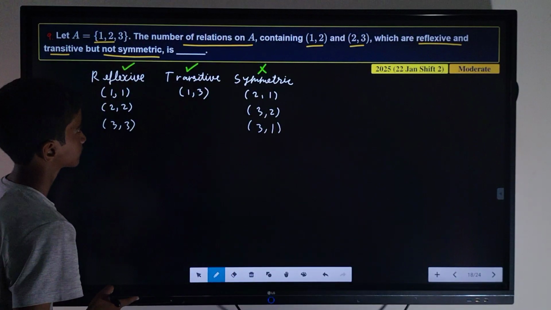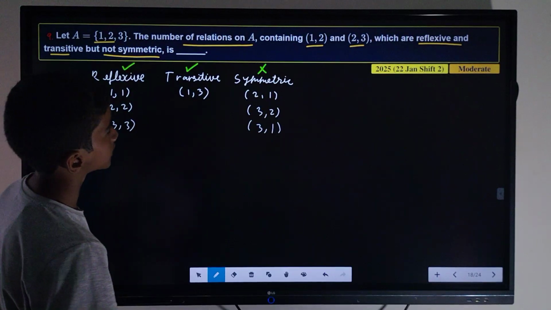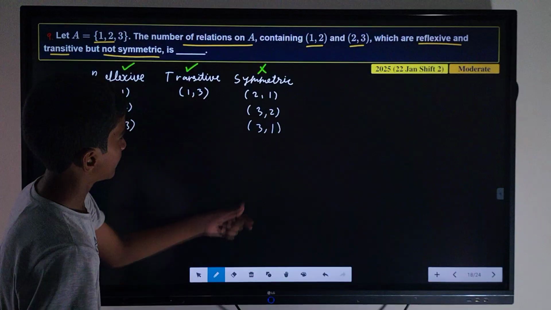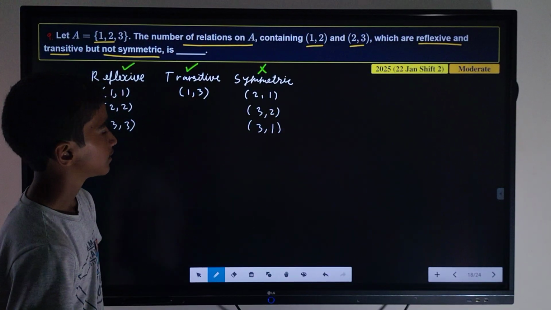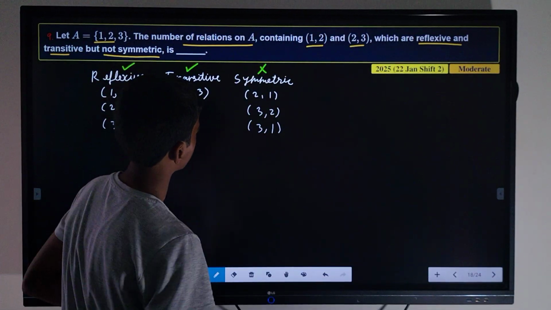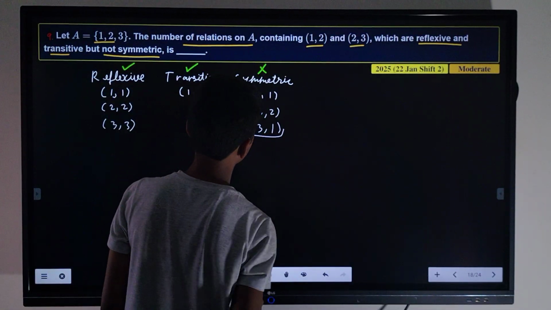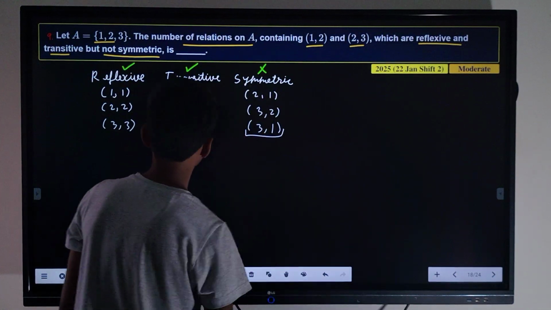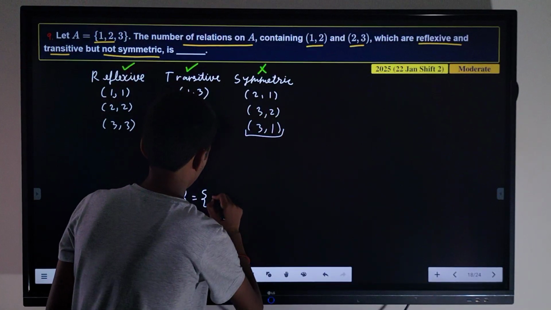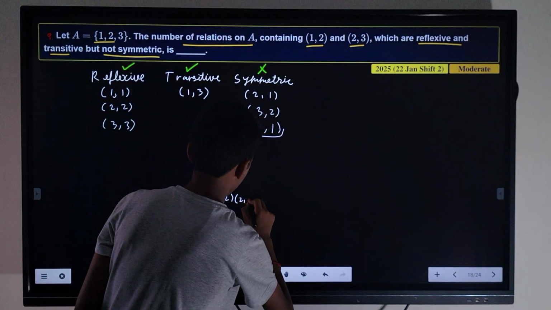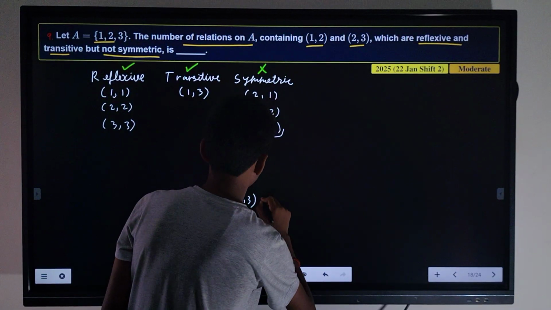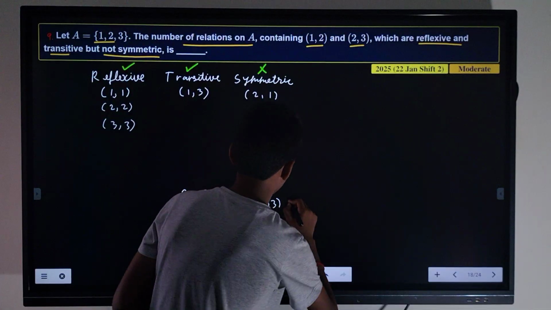Now here we are asked the number of relations. If we take any one of the symmetric pairs, then we should have no problem. So let's take it. First of all, we will take this 3, 1. Then we will get our relation: 1, 2, 2, 3, and 1, 3. We are adding 3, 1.